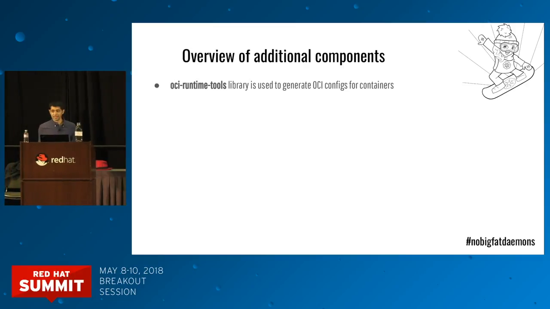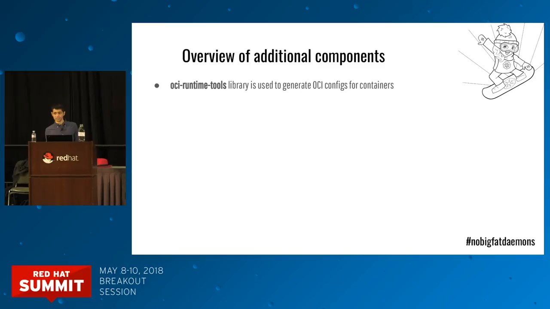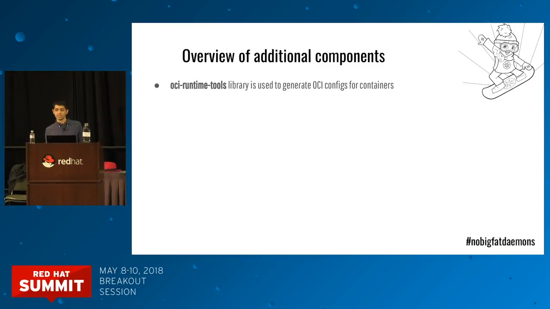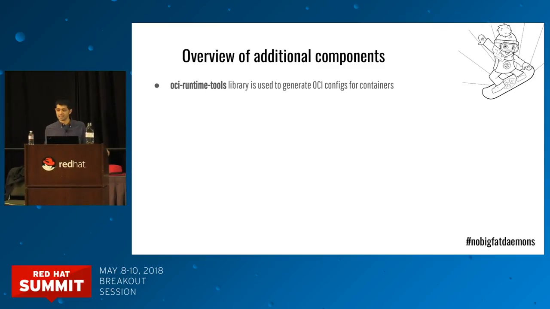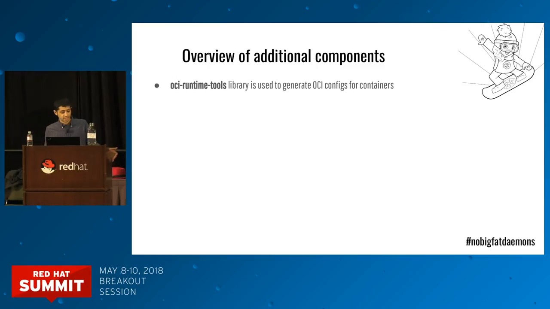So Dan went over the standard components required for a container runtime, and that includes RunC, the containers image library, and the container storage library. So CRI-O uses all these components, and besides that, it uses some other components as well. The first of them is the OCI runtime tools library.